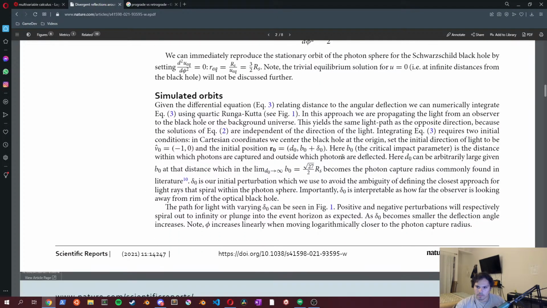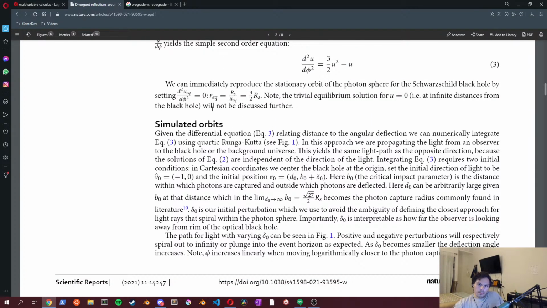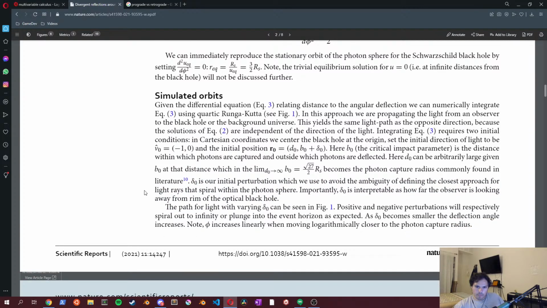All right. Okay, so where were we? Speak on photon capture, found in literature. D0 is our initial perturbation, which we use to avoid the ambiguity of defining the closest approach for light rays that spiral within the photon sphere. Importantly, D0 is interpretable as how far the observer is looking away from the rim of the optical black hole.